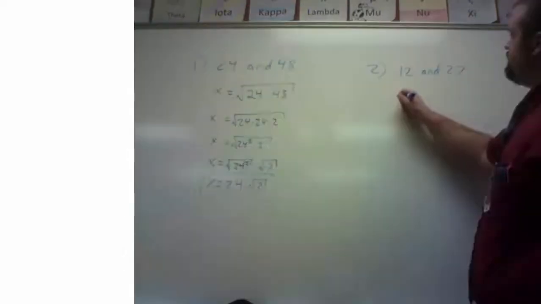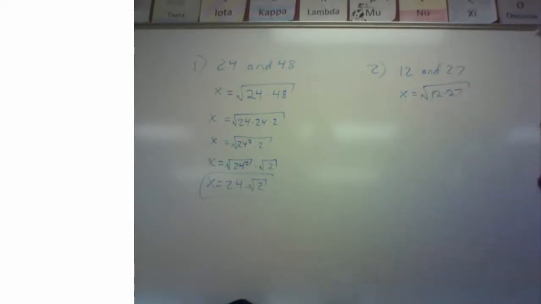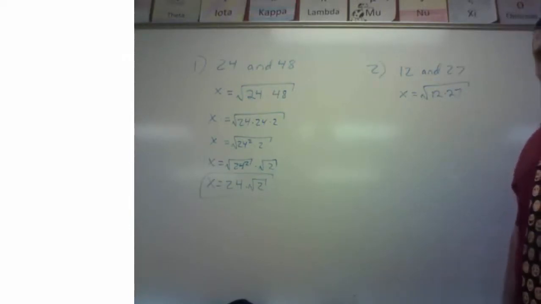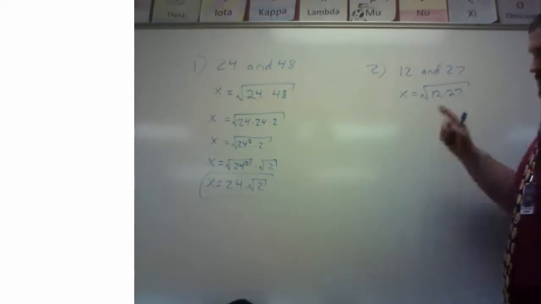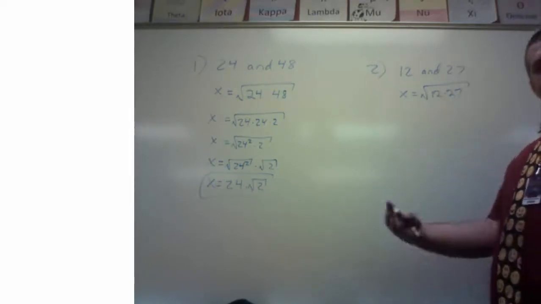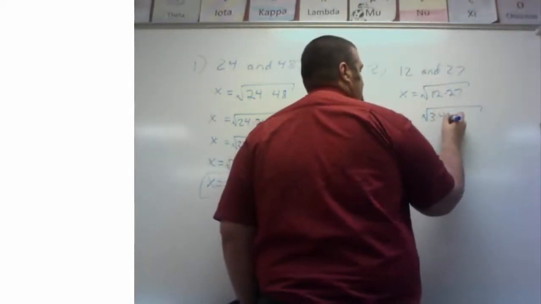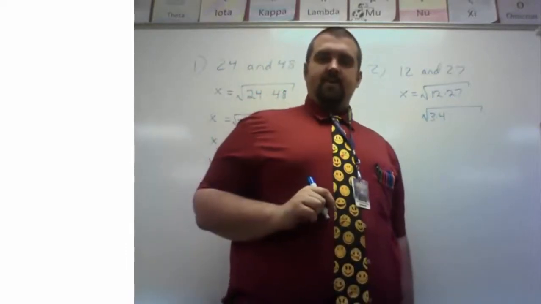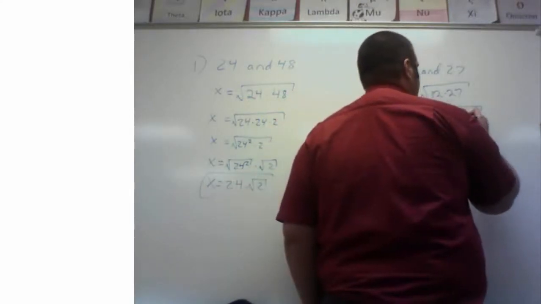So the geometric mean equals the square root of 12 times 27. This one's a little bit different. 27 isn't like 12 times 2 or anything like that. However, in 12, there's 4. That's a perfect square. So I'm going to break up 12 to be 3 times 4. In 27, oh, 9 goes into 27. That's a perfect square. So I'm going to break this up into 3 times 9.